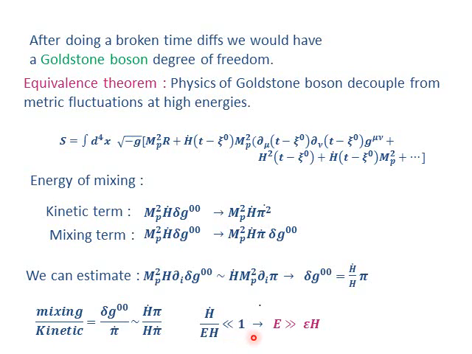And the absolute value of this H dot over H squared is what we called earlier epsilon, and so the regime where we can look at the Goldstone boson's action is at energies which are much greater than epsilon H, which is called E-mixing.